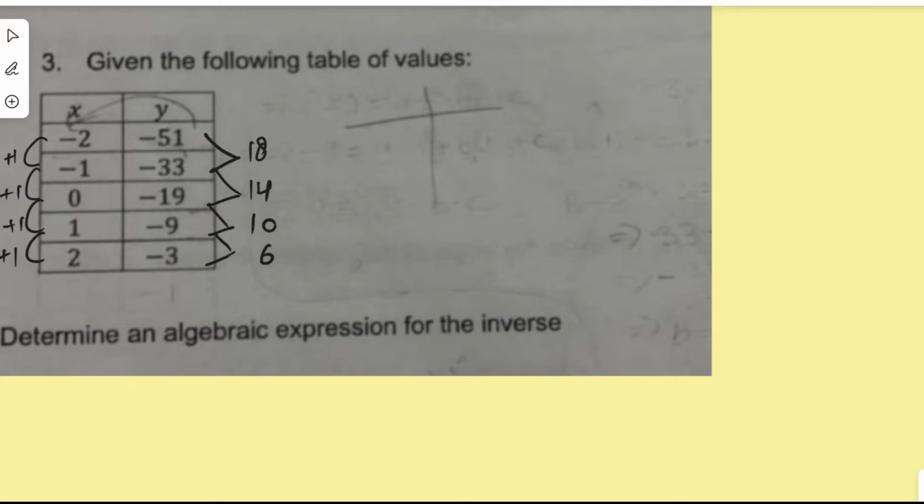But we can further take the difference and see that this is negative 4, and this is also negative 4. So now we can see there is a constant difference when we take the difference the second time. So this means that the function that represents this table is a quadratic function.